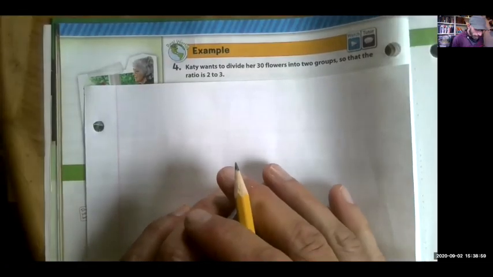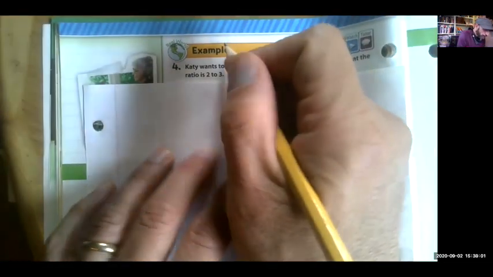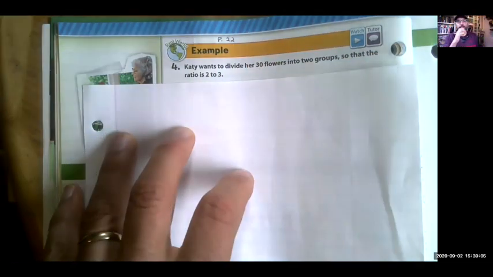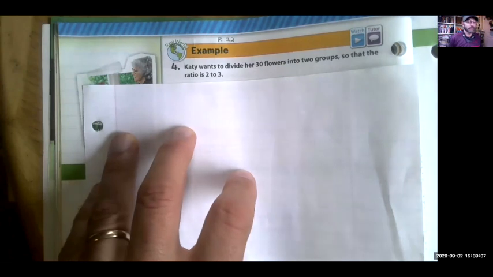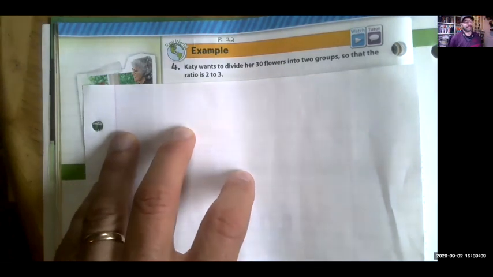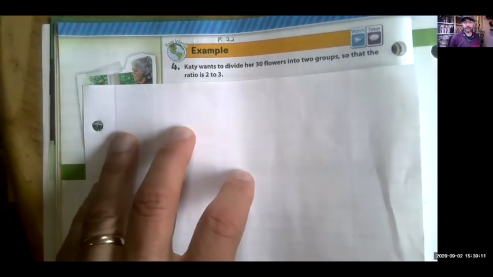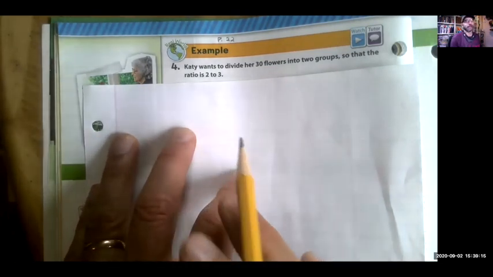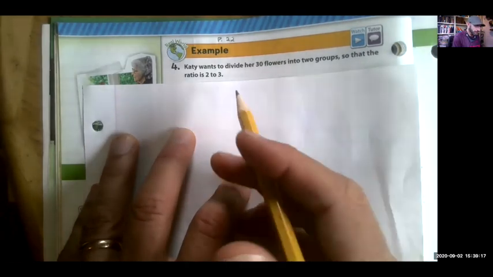Okay, so let's go to the next page. We're on page 22 now, right? Page 22. This is a really important example, and it's one of the harder things, so I want to explain it. They actually give you the answer right in the book, but I just want to explain it because this one's a little bit different.